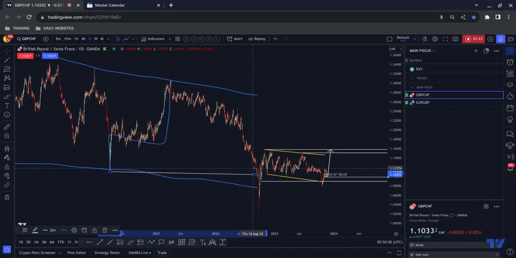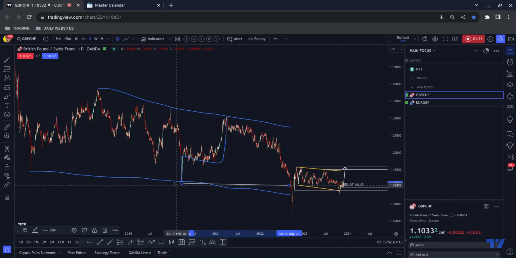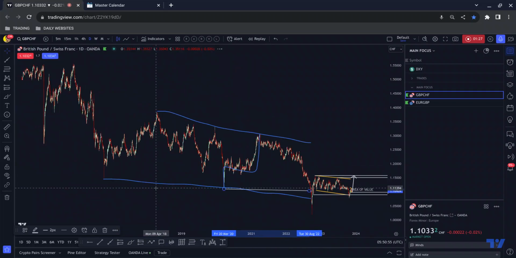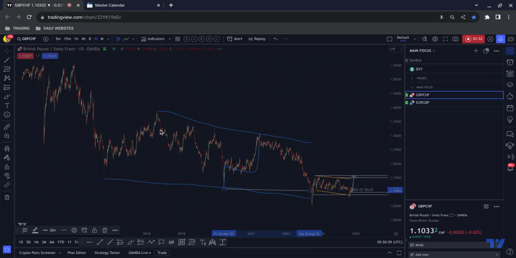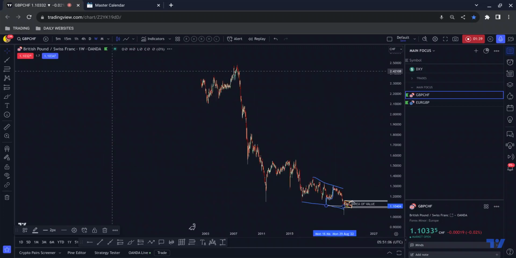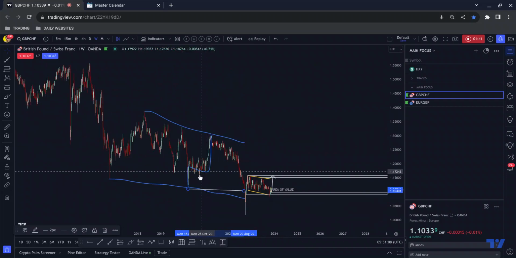This is what we call mass psychology, where people think that once it breaks below a low such as this, particularly an all-time low, I believe it's a... Okay, my computer's just frozen up. Bear with me. We shall wait till this unfreezes. There we go.